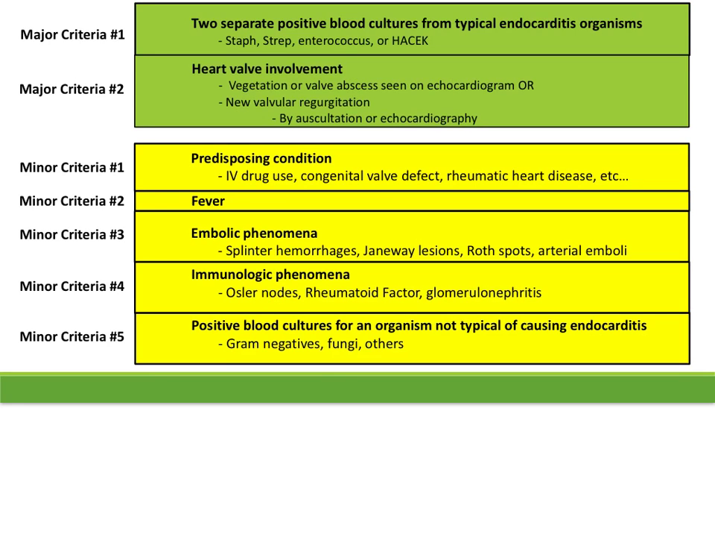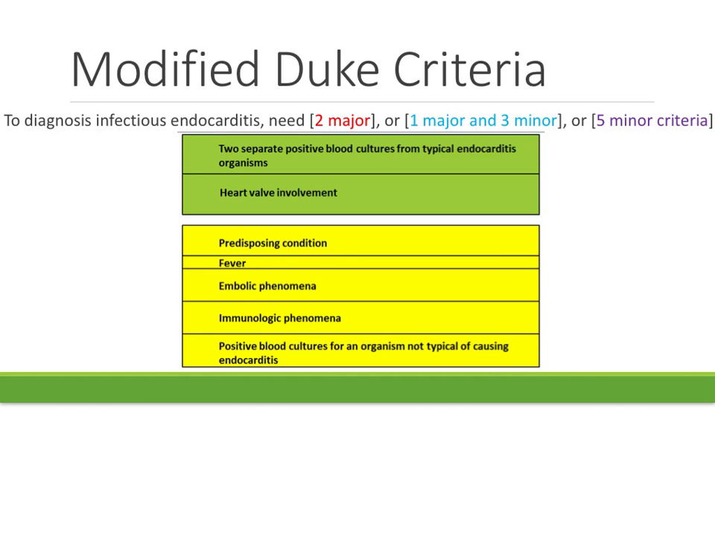And the last minor criteria is a positive blood culture from an organism not typical of causing an endocarditis, like other gram-negatives besides the HACEK group, fungi, or other bacteria. To make the diagnosis of infectious endocarditis, you need 2 major, or 1 major and 3 minor, or all 5 minor criteria. So it really does take a combination of lab, physical exam, and imaging findings.